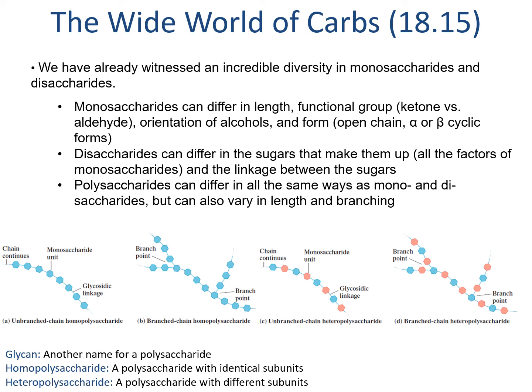When a polysaccharide is made up of all the same monosaccharide, it's called a homopolysaccharide. We can see those examples on the bottom left, the leftmost 2 examples. When we have different units, it's called a heteropolysaccharide, the rightmost 2 examples.